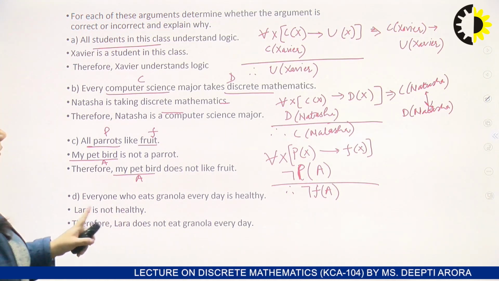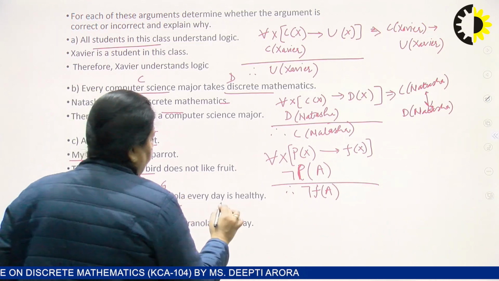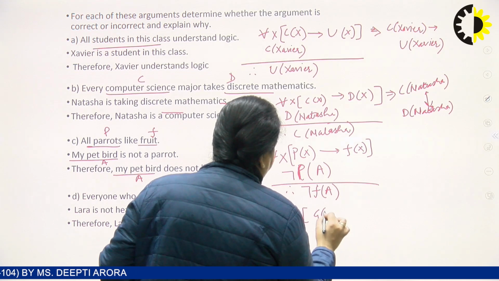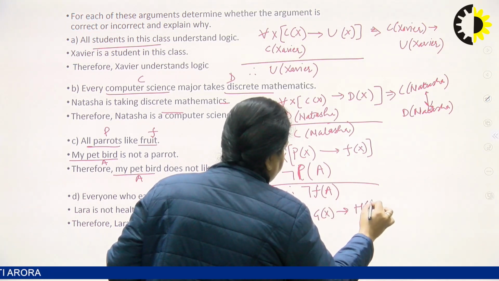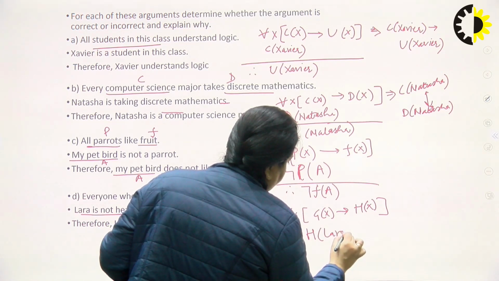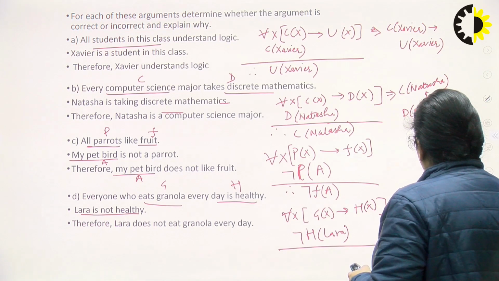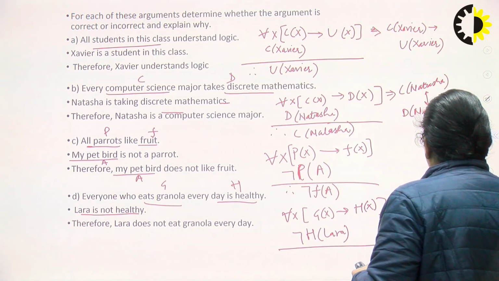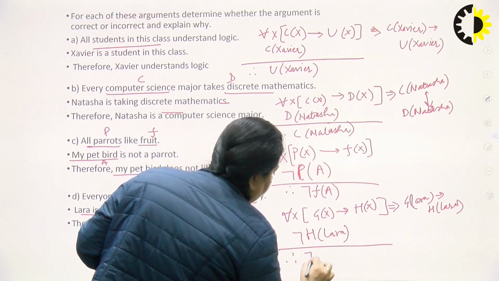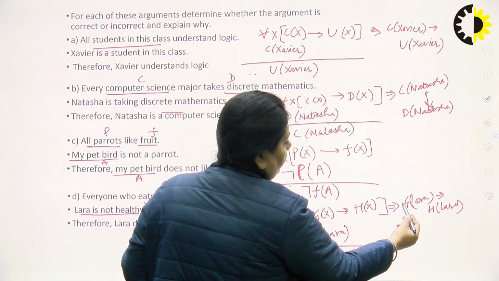Everyone who eats granola every day is healthy. For granola, I am taking G, and healthy, I am taking H. So, for all X who is eating granola is healthy. Now, next, Lara is not healthy. Not H. So, what from here we get? G(Lara), H(Lara). Because we are talking about only one girl, Lara. Lara does not eat granola every day. Therefore, not.